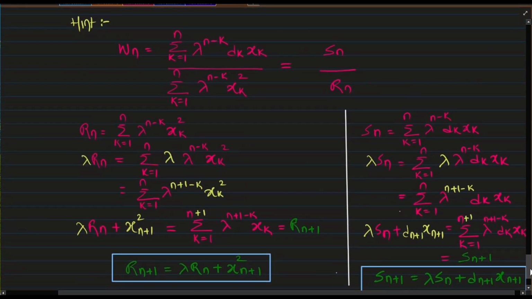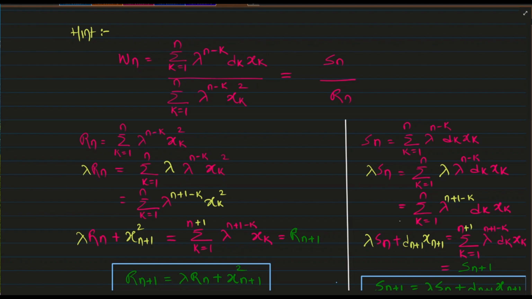The hint here is that if you remember, when we were deriving the optimal weight equation for the recursive least squares filter with the lambda included, like here, we had come across this expression. So let's say that this numerator is called Sn and the denominator is called Rn. And let's convert this Sn and Rn into recursive form.